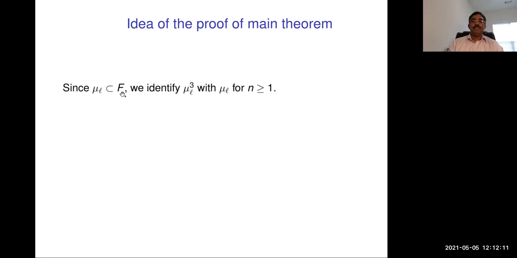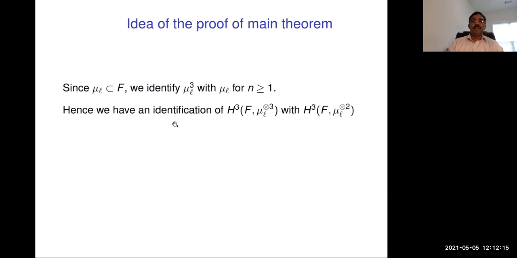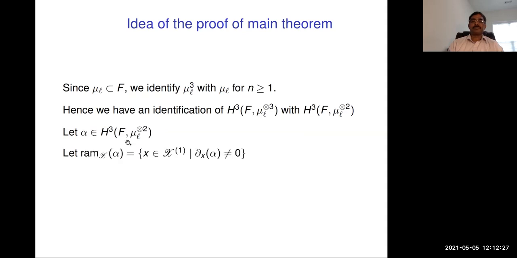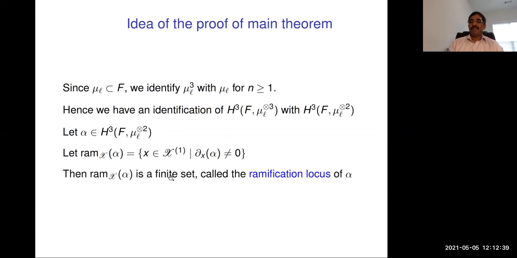Since μ_L is contained in K, we identify μ_L^{⊗3} with μ_L^{⊗2}, and hence we have identification of these. So we'll keep changing between μ_L^{⊗3} and μ_L^{⊗2}; we keep using both of them. So start with an element α in H^3(F, μ_L^{⊗2}). Take the ramification of α to be all those points x such that the residue ∂_x(α) is non-zero. So the residue is non-zero. And this is a finite set. It's well known, and it's called the ramification locus of α.